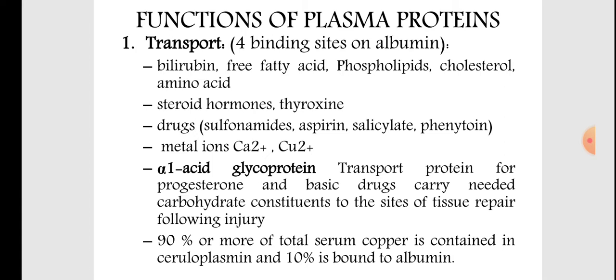Alpha 1 acid glycoprotein is a transport protein for progesterone and basic drug, carrying needed carbohydrate constituents to the site of tissue repair following injury. 90% or more of total serum copper is contained in the ceruloplasmin and 10% is bound to albumin.